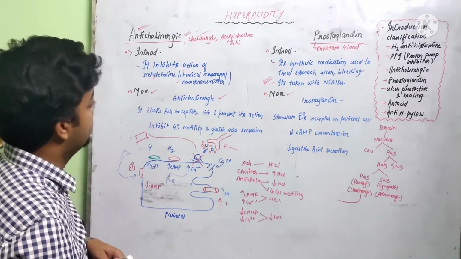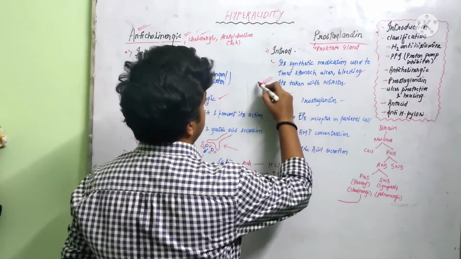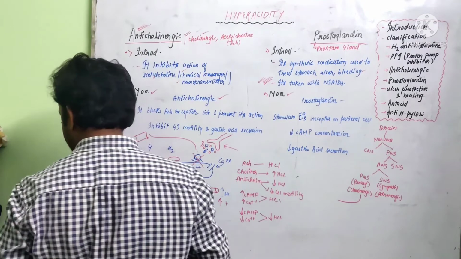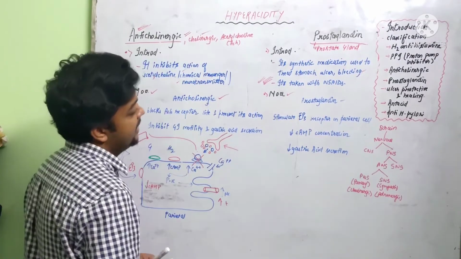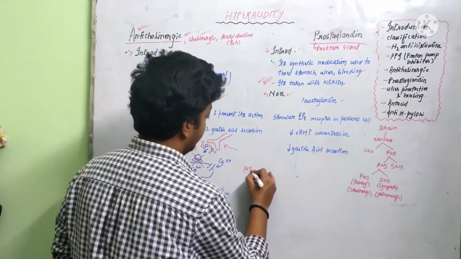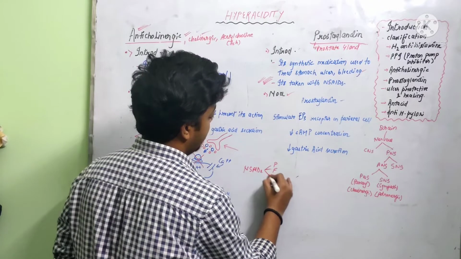So we talked about the mechanism of both the classifications. One point that is remaining here is that the prostaglandin is taken with the NSAIDs. So guys, let us try to understand this also. NSAIDs means non-steroidal anti-inflammatory drugs. That means those drugs which relieve symptoms like pain, fever and inflammation, okay.